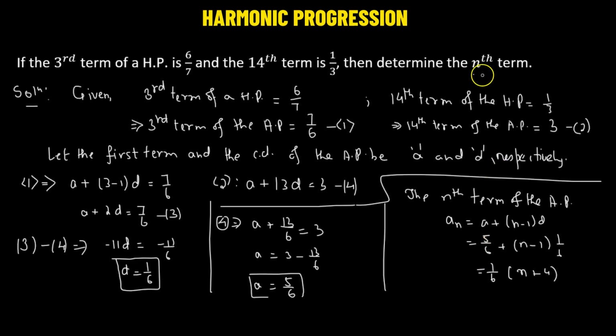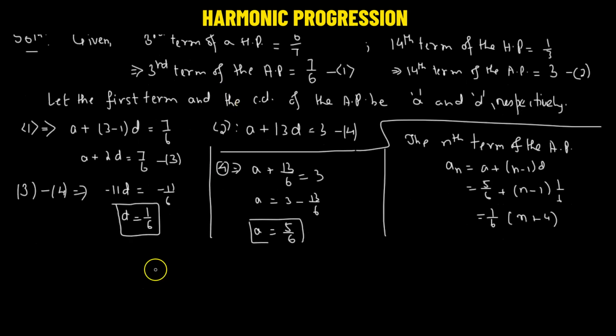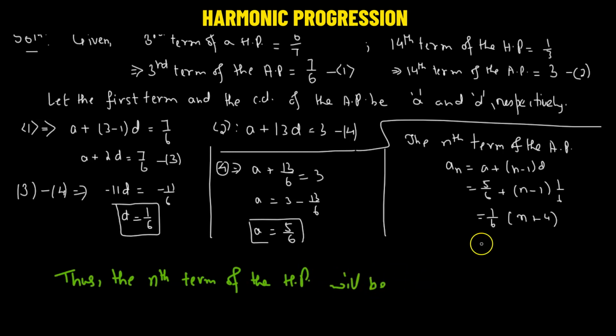So how do we find the nth term of the harmonic progression? All we have to do is take its reciprocal. So the nth term of the harmonic progression will be simply the reciprocal of the nth term of the AP. That will be equal to 6 divided by n plus 4.